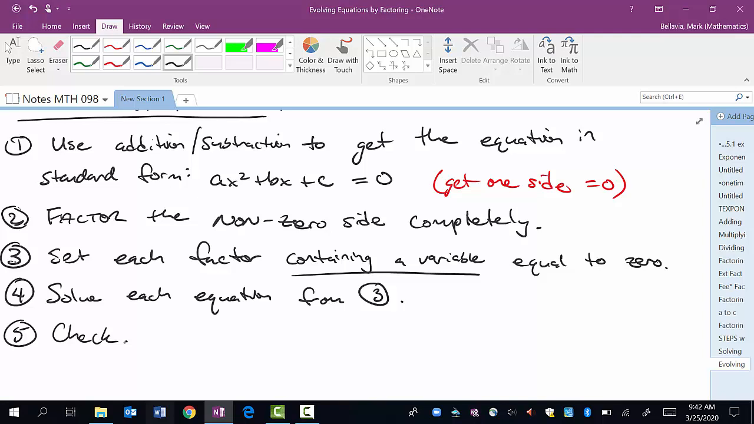So the process is: get one side equal to 0, factor completely on the non-zero side, set each factor that contains a variable equal to 0, and then solve for each of those equations you created. That'll give you the solutions to the equation. The solutions are, remember, what makes the equation true, or makes it hold.